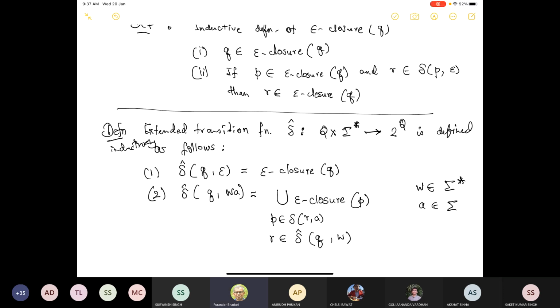So to understand this inductive definition, we start from the state Q, apply the definition of delta hat inductively on the string W, which is of length less than WA, right? And that will be a set of states, right? And for all states R belonging to that set of states that you can reach after reading W, you apply delta, the transition function, right? And finally, take the epsilon closure of all those states P, followed by a union of all those.